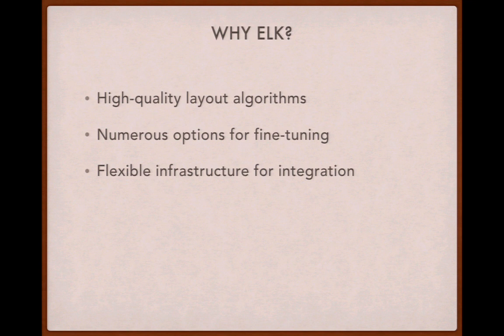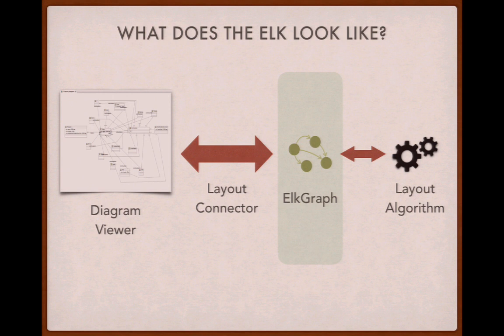So this is the basic overview. On one side, you have your diagram viewer or editor. On the other side, the layout algorithm. And in the middle, there's a data structure called the ALG graph. And so the ALG graph is the input for the layout algorithm. They operate on this graph, or at least transform it internally into something they can work on. And between the viewer and the graph, there's a so-called layout connector. And I will explain later how this looks like. But this is the one who mediates between your viewer and the graph's data structure.